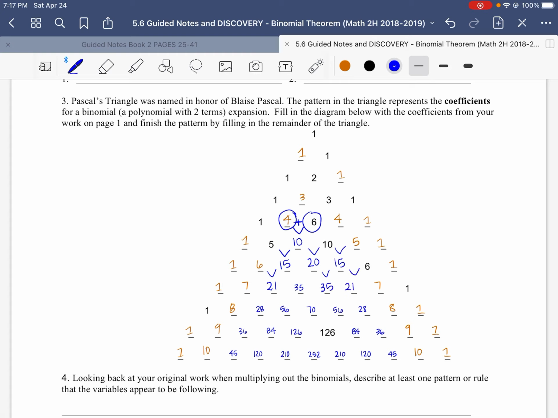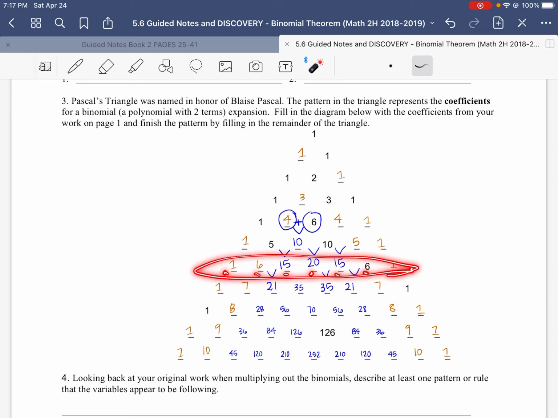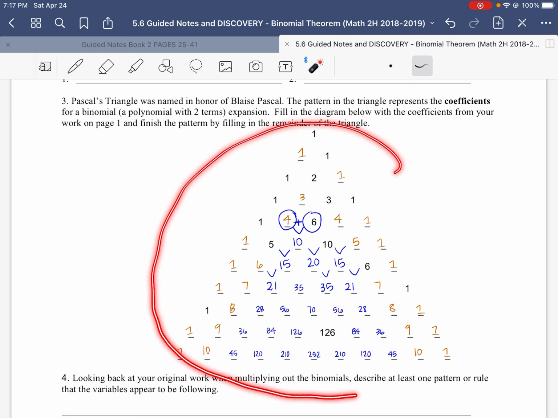You'll notice that with these patterns that we're using, it creates a symmetric triangle. So on the rows that have an even number, the middle number is going to repeat. And then on these ones, it goes 1, 4, 6, 4, 1. 1, 6, 15, 20, 15, 6, 1. So they're symmetric on either side. So this is Pascal's triangle.